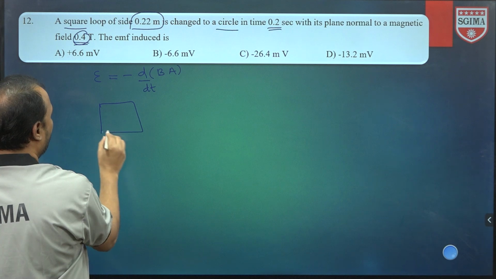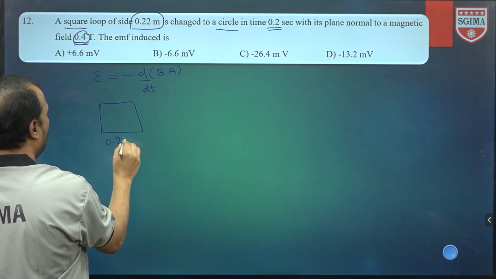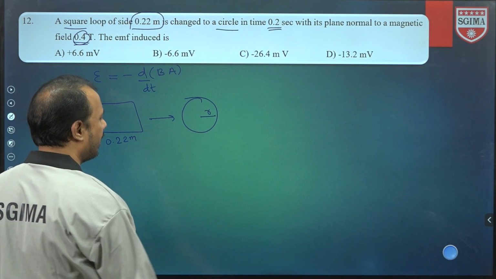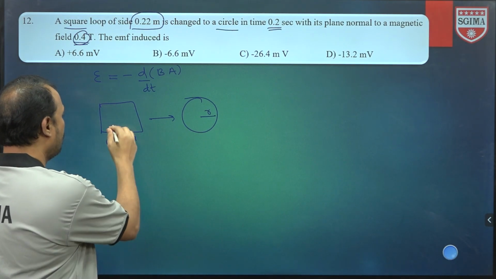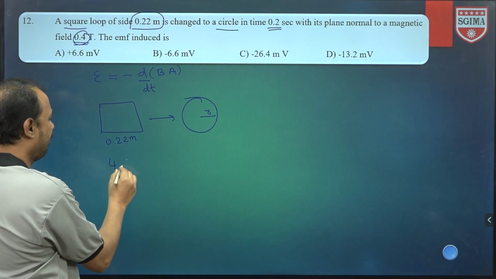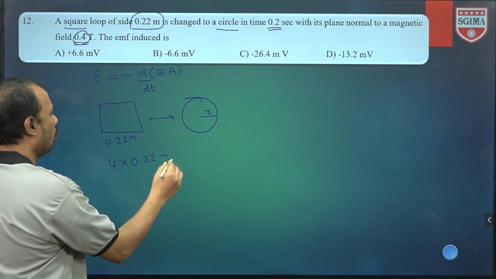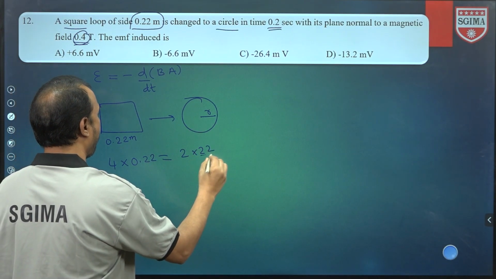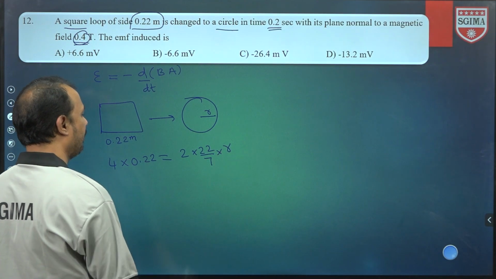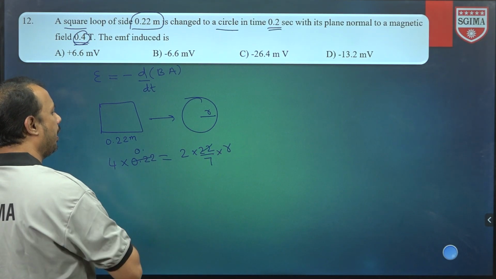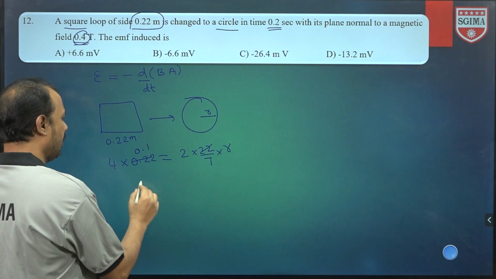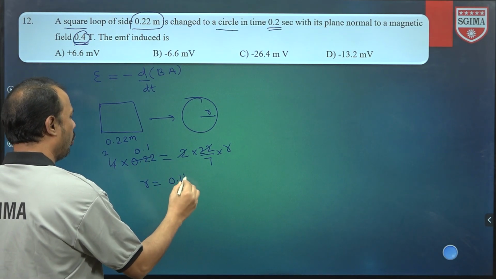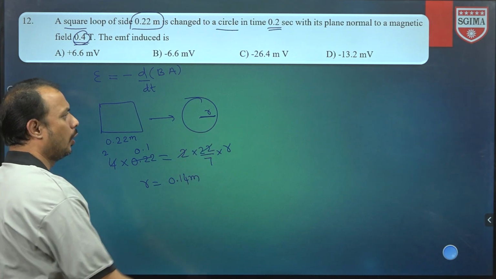The square loop has each side 0.22 meter, converted into a circle. What is the radius of the circle? We don't know, we need to find it. So the perimeter, or total circumference, is 4 into 0.22 for the square, and for the circle it is 2 pi r, with pi as 22 by 7, times r. After cancellation and simplification, 0.14 meter is the radius of the given loop.